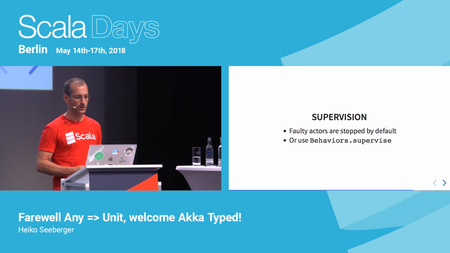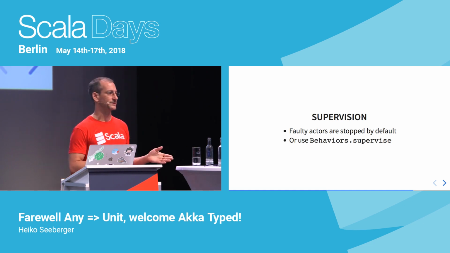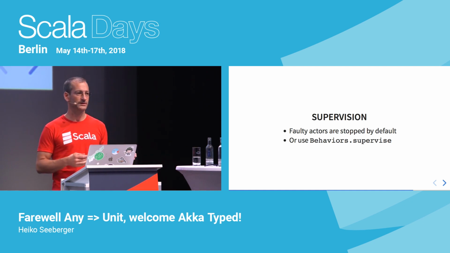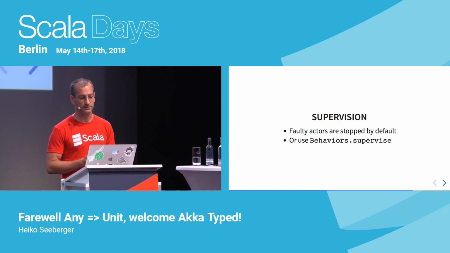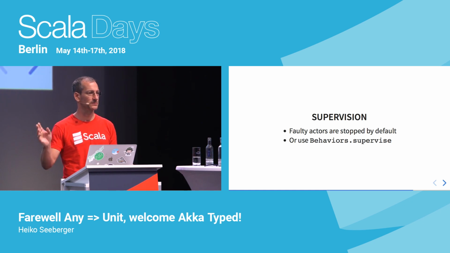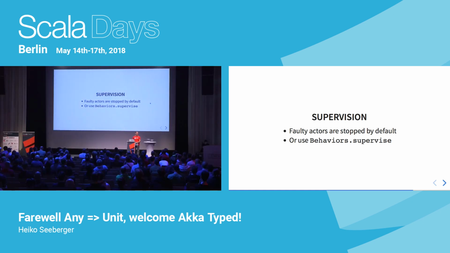Okay, so one more thing I would like to mention is supervision. And the difference to untyped is that in Akka Typed, faulty actors are stopped by default, which means if there's an exception, the actor gets stopped. Do you know the default in Akka untyped? What's the default in Akka untyped?